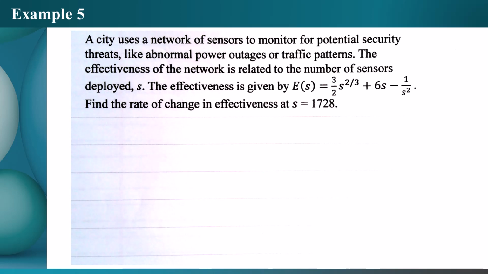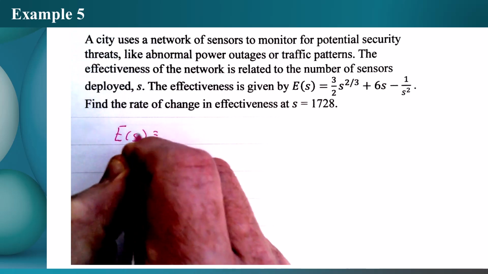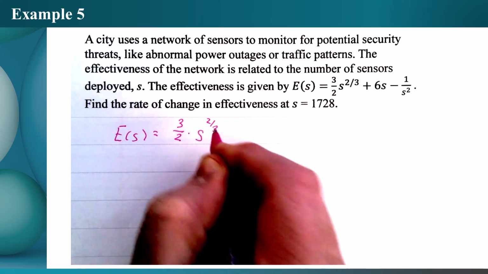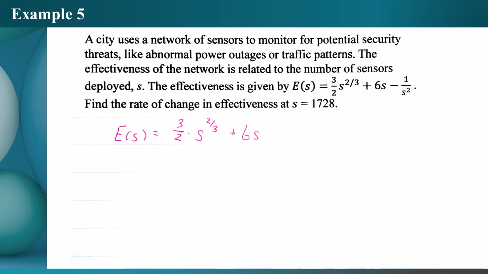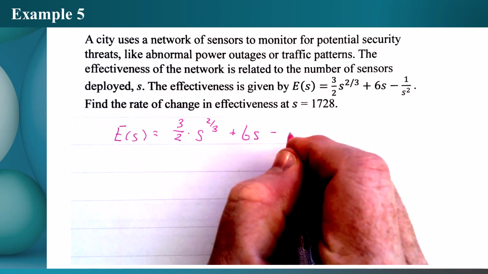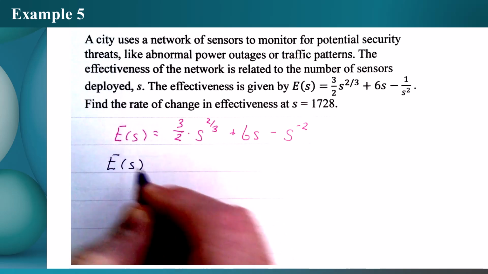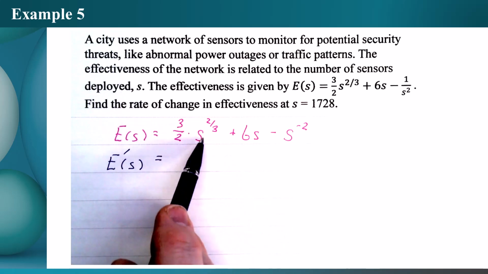So we need to find the derivative of E of s. I'm going to start by rewriting E of s. So we have E of s is equal to 3/2 times s to the 2/3 plus 6s. Those two terms are the same as they are in the original function, but this last term, I'll write that as s to the negative 2. Now note here I haven't done any calculus. I've just rewritten the function. Now I'm ready to take the derivative. So we get E prime of s equals, now here I've got 3/2 times s to the 2/3.